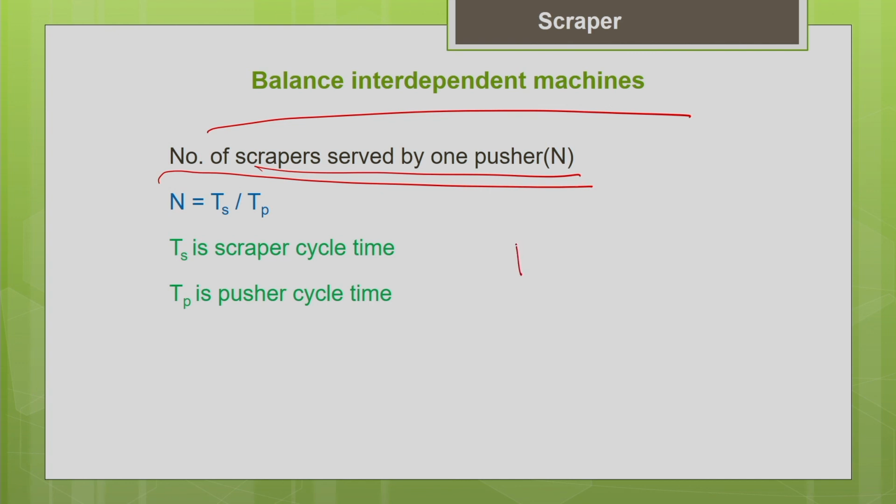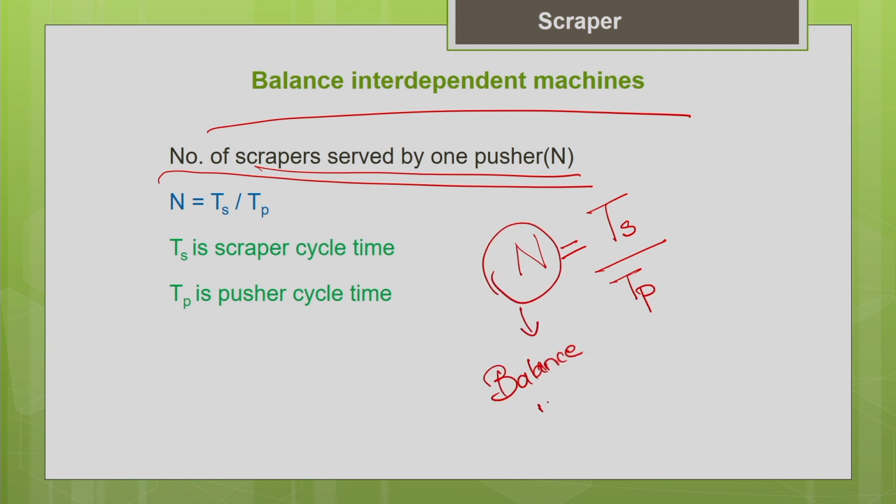So N is the number of scrapers served by one pusher. It is equal to cycle time of the scraper divided by cycle time of the pusher. This gives you the balance number. So this is your balance number.